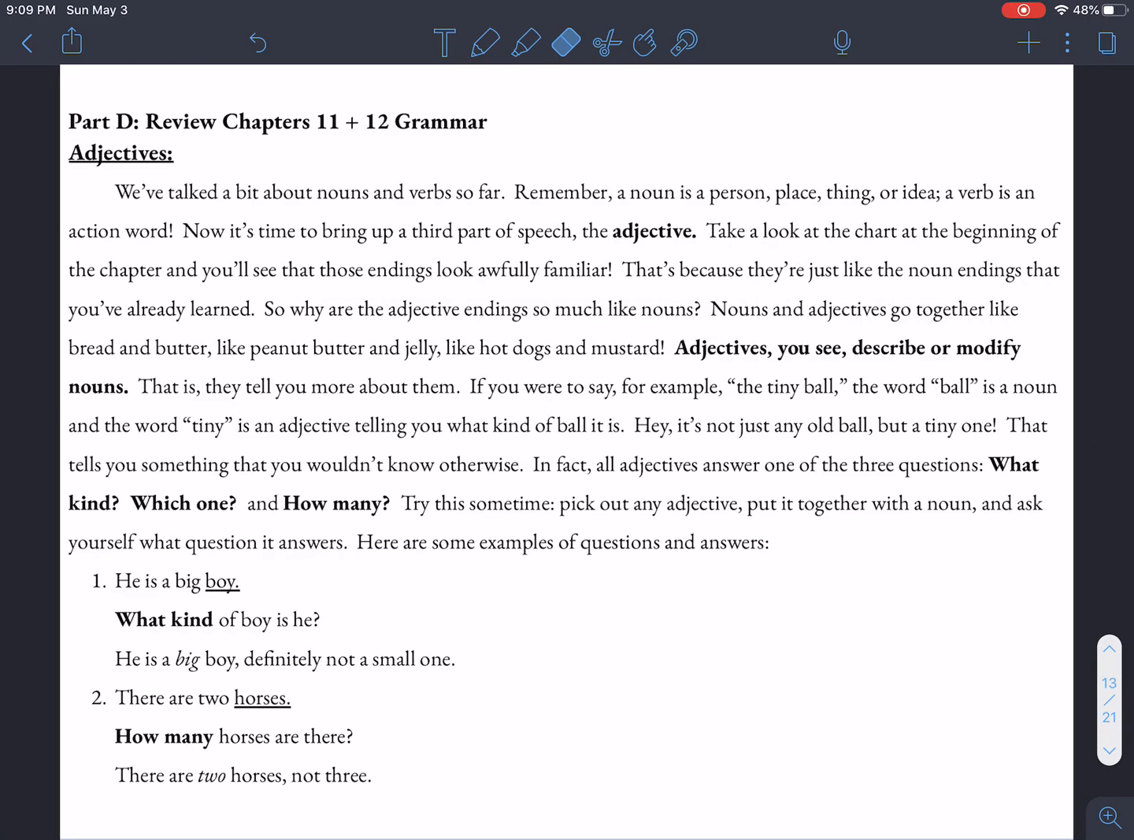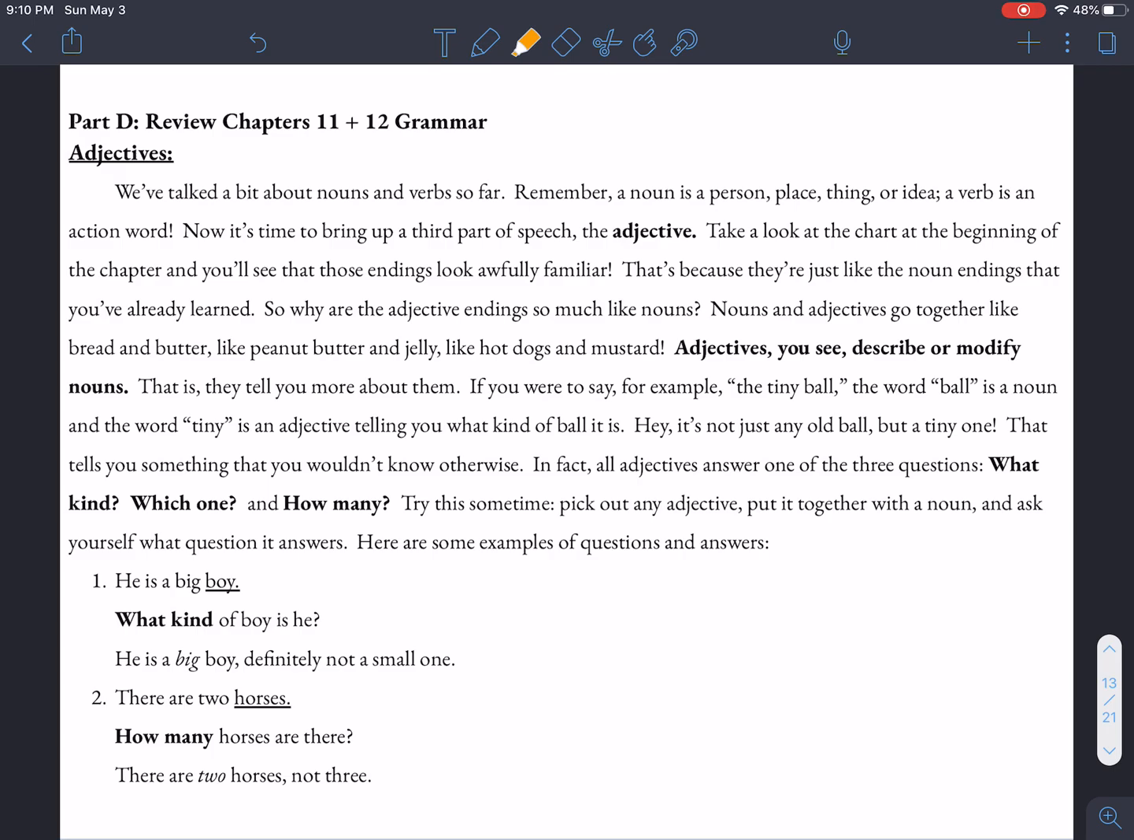The next part of your packet is going to be some grammar review. We're going to review the grammar that we did for the past 2 weeks, chapters 11 and 12. It's broken up by section and grammar questions. Like usual, I'm going to read the grammar out loud to you, and while I'm doing that, see if you can fill in the answers to the grammar questions, which are here.